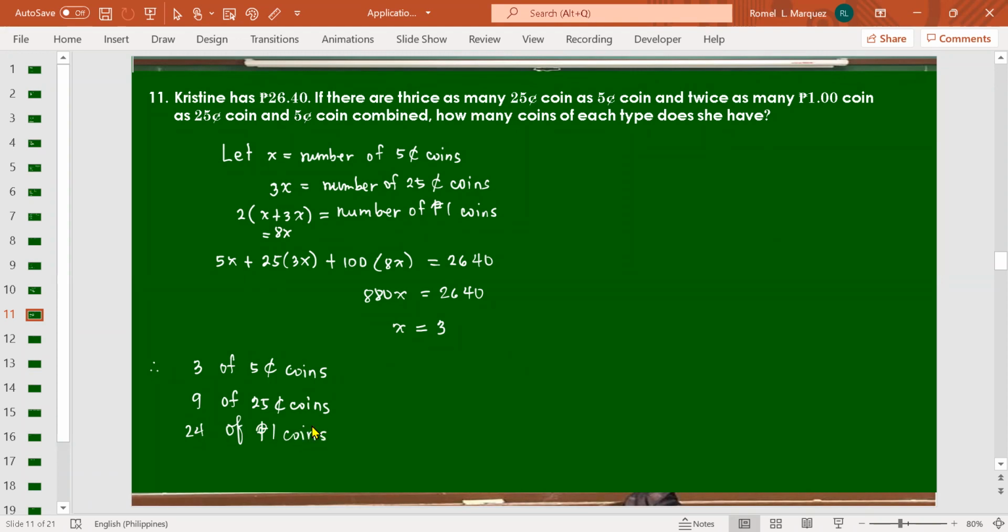Well, let's check. 24 pesos plus 9 times 25 plus 3 times 5. Bakit kulang yata? 24 times 100 pala. Plus 9 times 25 plus 3 times 5. Okay. Divided by 100. 26 pesos 40 centavos. Okay. Any question? Okay, no more question.